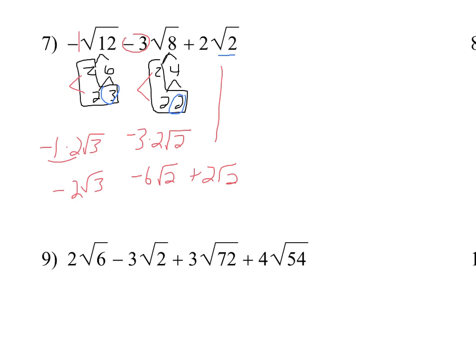Once we've simplified, we can more clearly and accurately see which ones are like terms. The last two terms are like terms, so I'm going to take the coefficients and put them together. We're adding and subtracting, so negative 6 plus 2 is a negative 4 root 2. Again, the root does not change. And we still have our other term, negative 2 root 3.